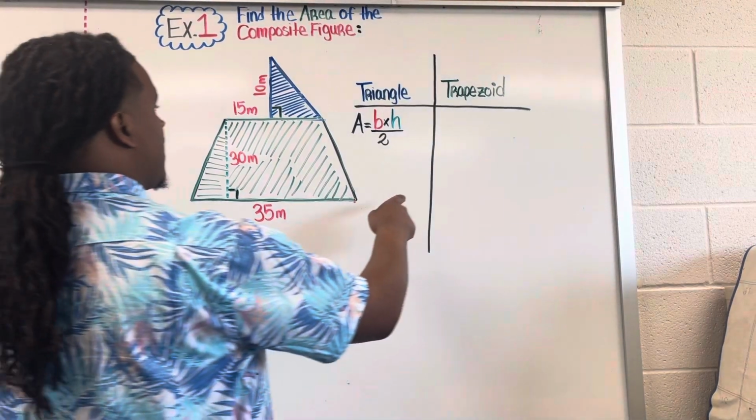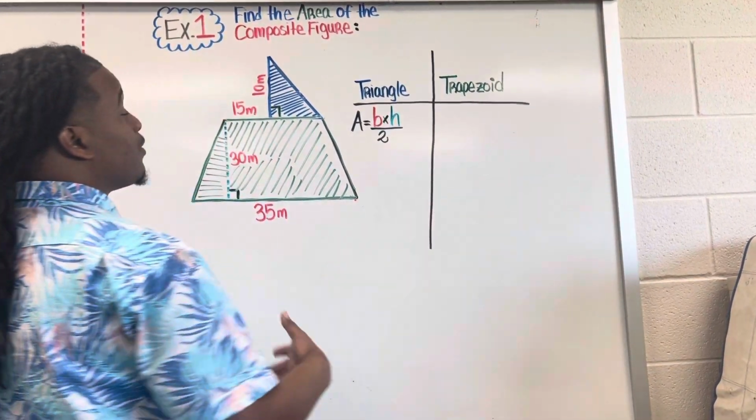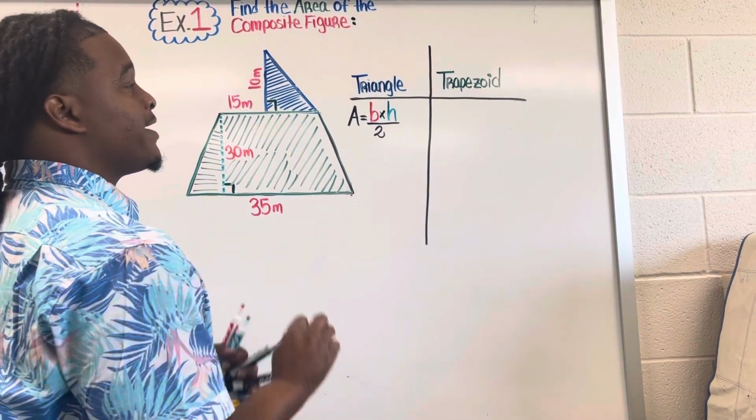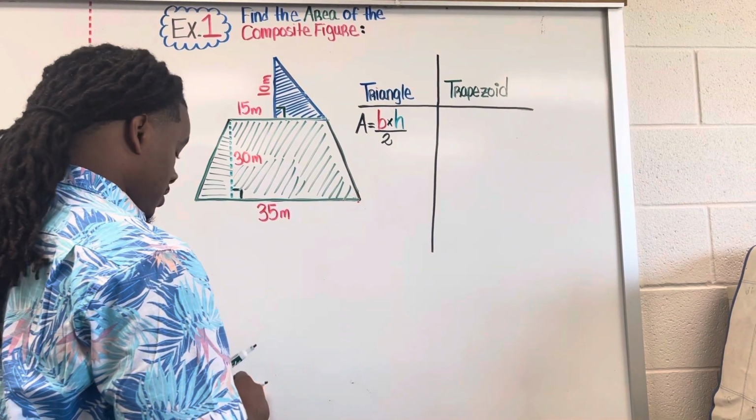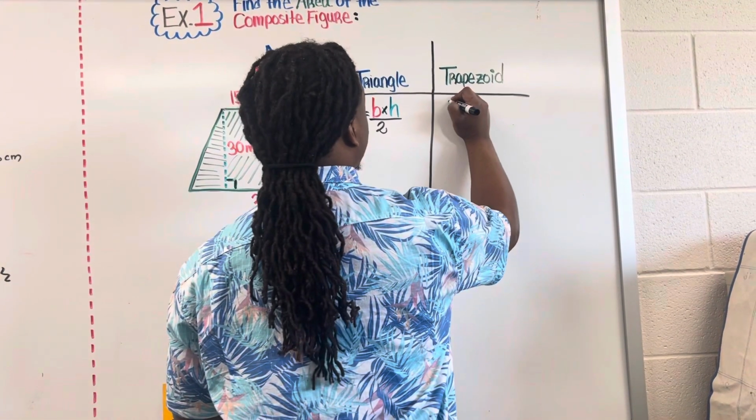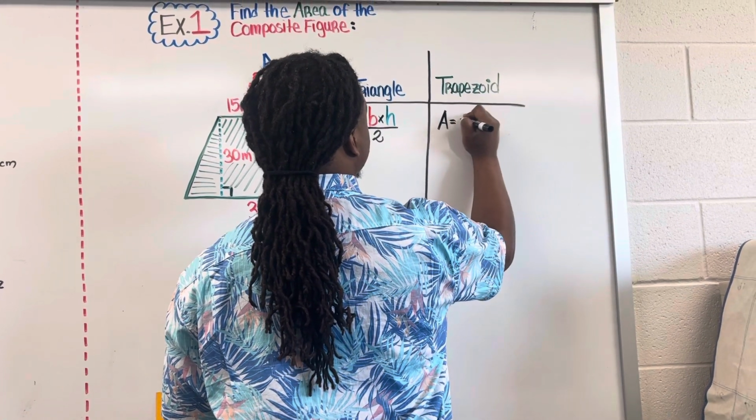Now, let's identify the area formula of a trapezoid. Once again, if you don't know it, all you need to do is go on Google, type in area formula of a trapezoid, and it will appear. All right, so the area formula of a trapezoid is this.